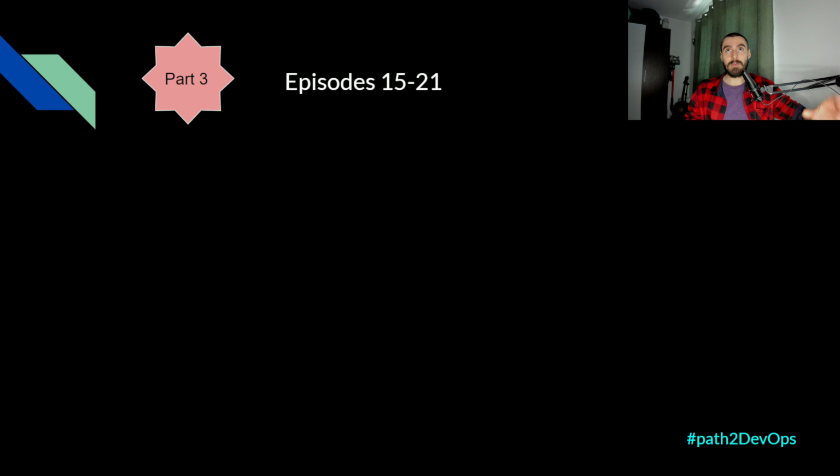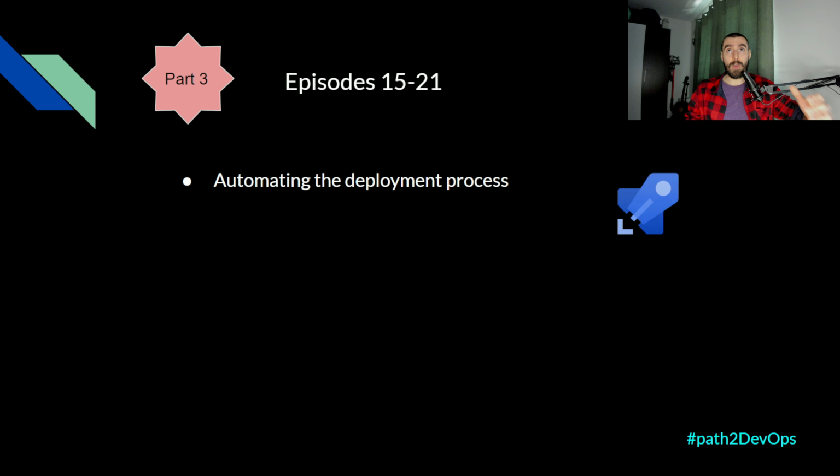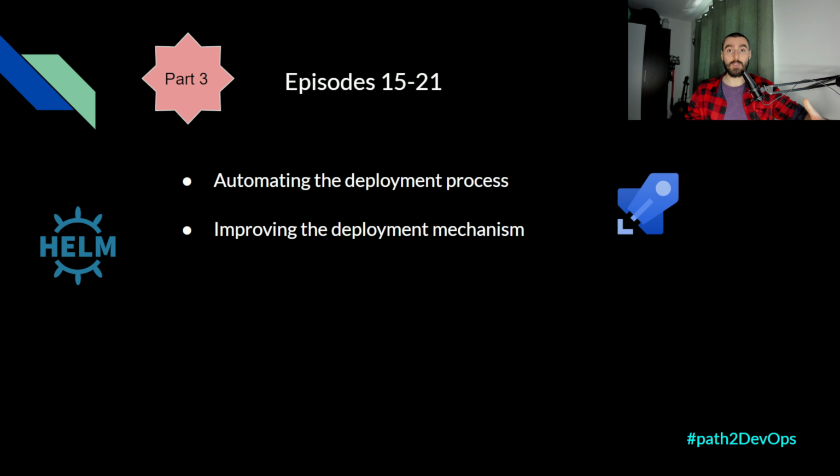In part 3, episodes 15 to 21, we actually automated the deployment process by linking the build and deployment pipelines together. We also improved the deployment mechanism by diving into Helm charts and how we can use them to obtain a more robust deployment mechanism.